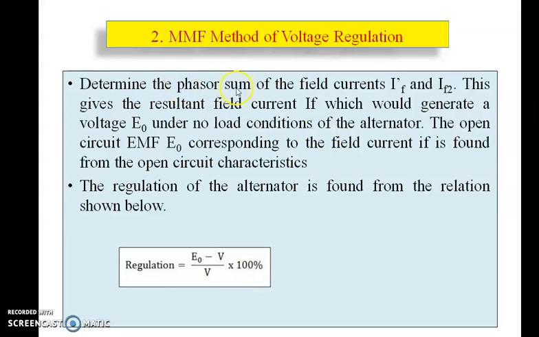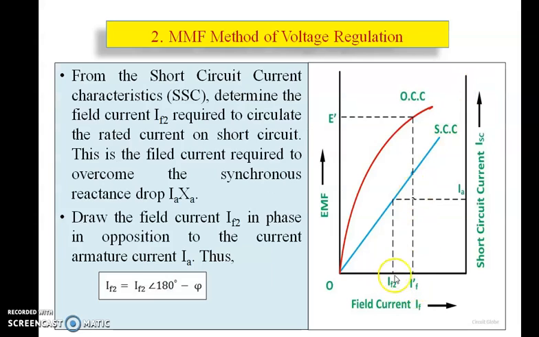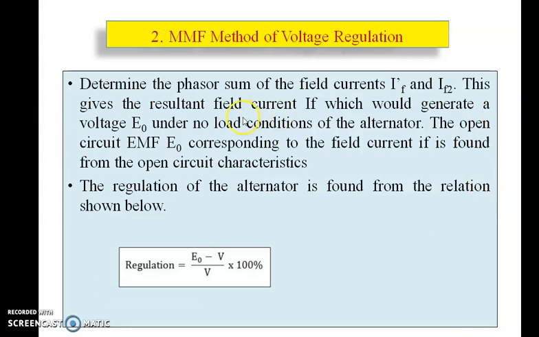Now determine the phasor sum of the field current IF' and IF2. Just make the addition of these two currents, that is a vector sum. This gives the resultant field current IF, which would generate a voltage E0 under no-load condition to the generator. The open circuit EMF E0 corresponding to the field current IF is found from the open circuit characteristics.